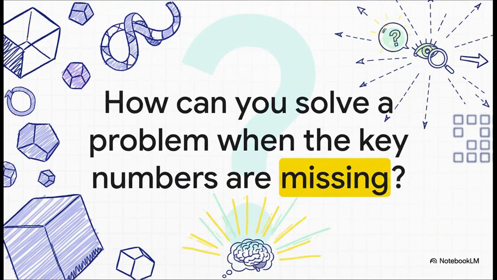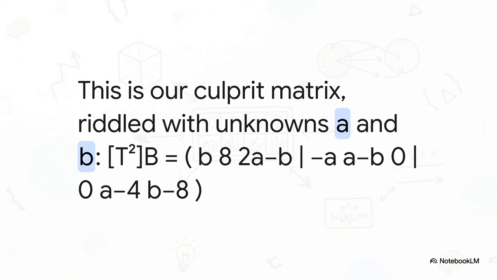I mean, seriously, think about it for a second. How on earth are you supposed to solve a problem when the numbers that literally define the problem are just unknown variables? It sounds completely impossible, right? Well, as we're about to find out, sometimes the most abstract clues are way more powerful than a bunch of concrete numbers. All right, so here's our main suspect.